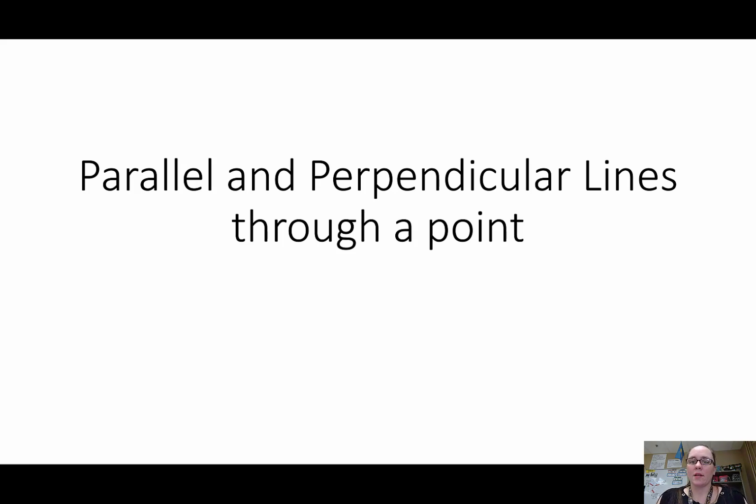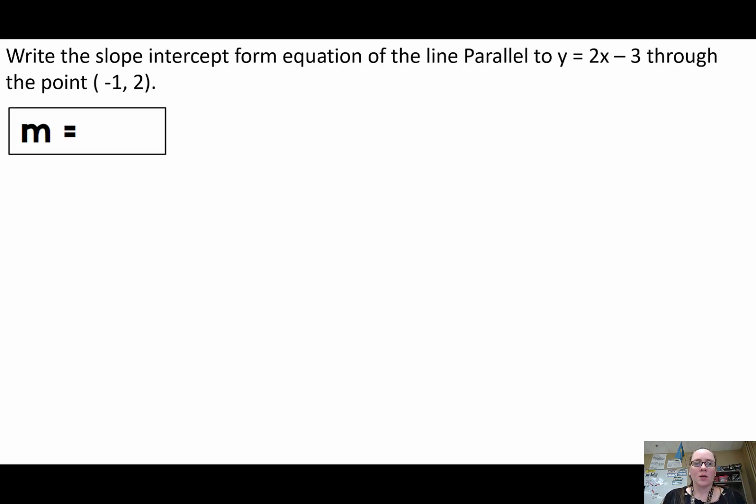All right, so we're going to write the equation of a line that is parallel and perpendicular through a given point today. So if we're going to write the slope-intercept form equation of a line that is parallel to y equals 2x minus 3 through the point -1, 2. So first thing I need to know is what is the slope that I'm going to use? So we get that from here. So my m that I'm going to be using is 2. And then I'm going to be using the point -1, 2.